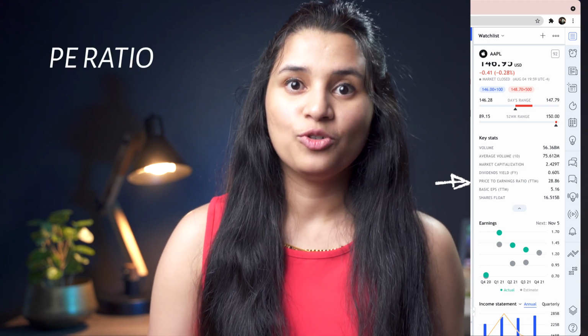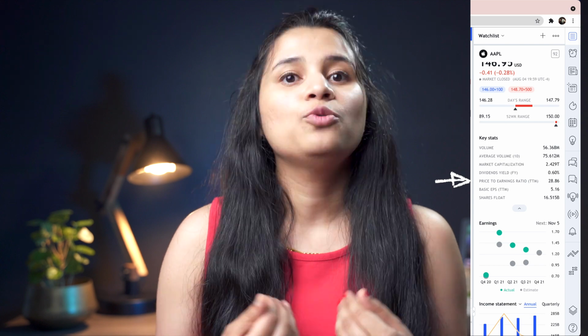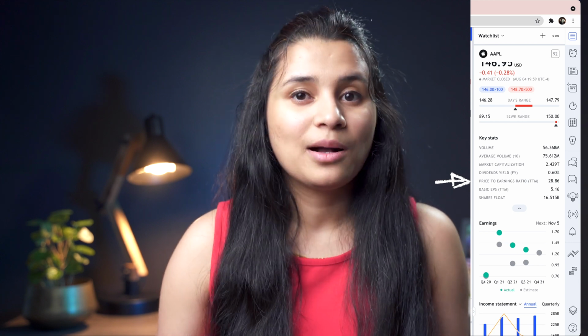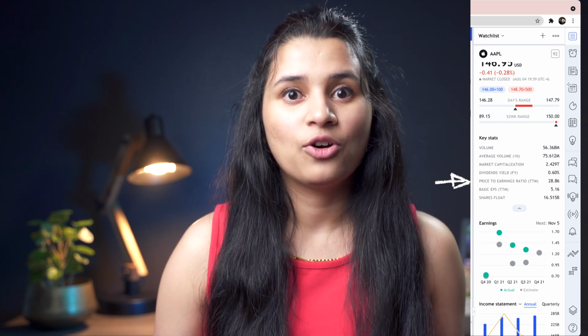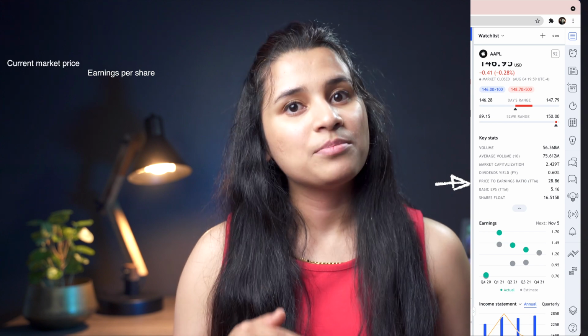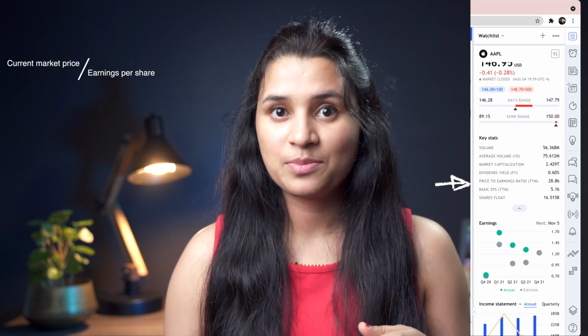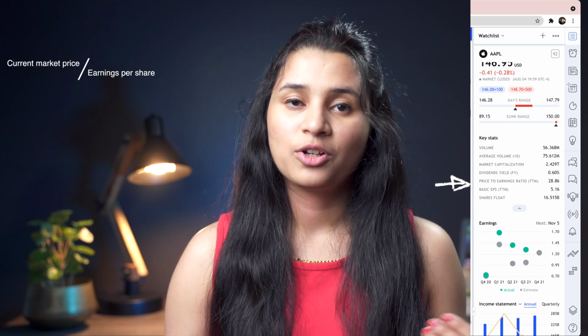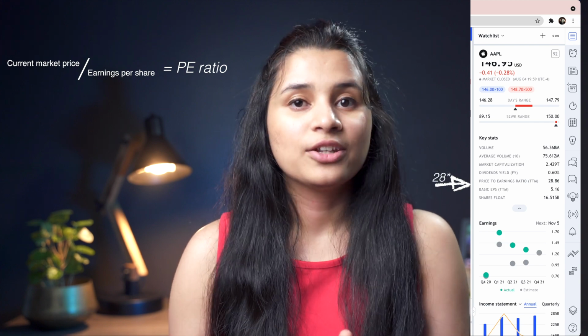Next, PE ratio or price to earnings ratio. If you want to know if you are overpaying for a stock or underpaying, this is the statistic to keep an eye on. When a company announces its quarterly or annual results, they share their earnings per share, which means the earnings that the company made per share. If you divide the current market price of the share by the earnings per share, you will get this number called PE ratio. It says 32 for Apple.